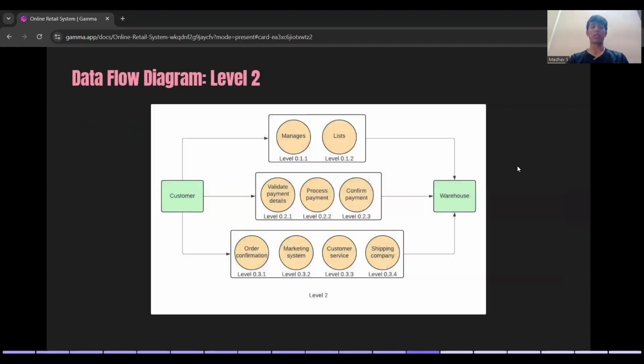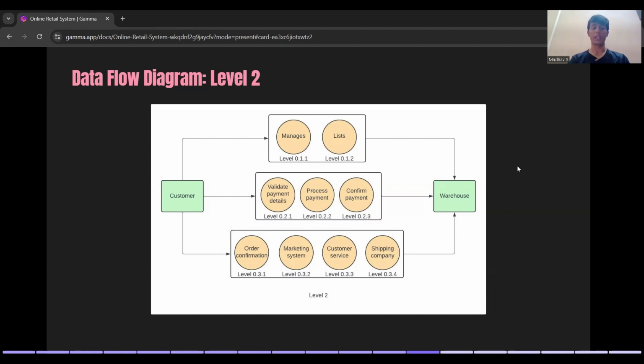This is the level 2 data flow diagram. This consists of 3 levels. So here the customer manages and lists the product that it needs to buy. That is in level 0.1.1 and 0.1.2.